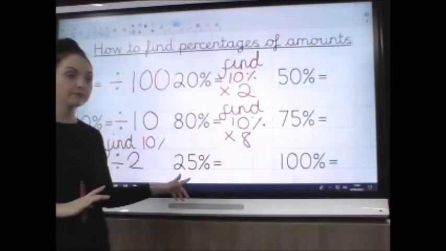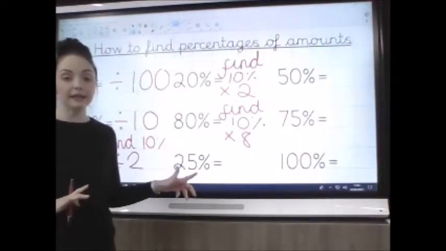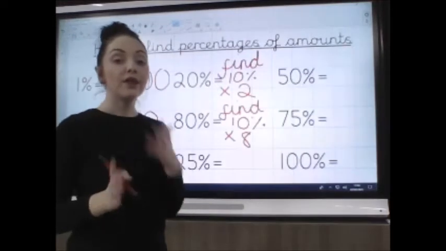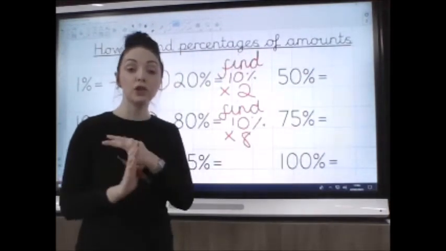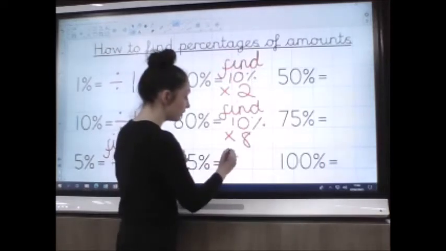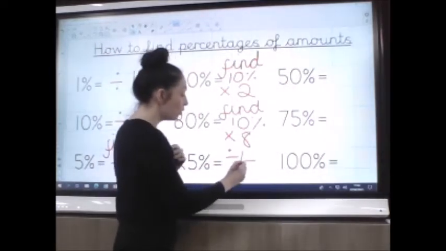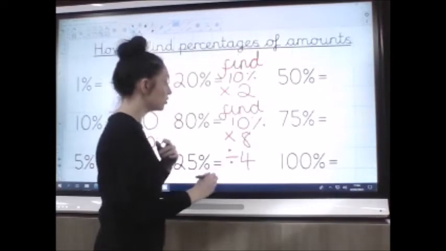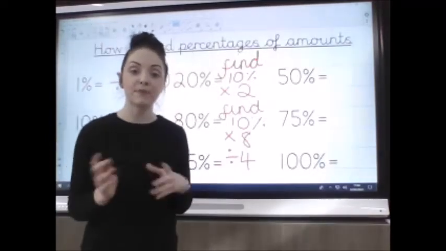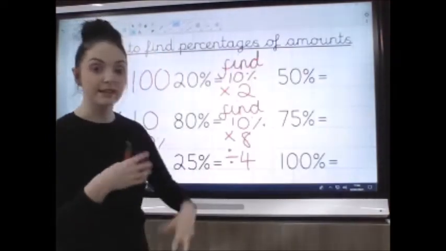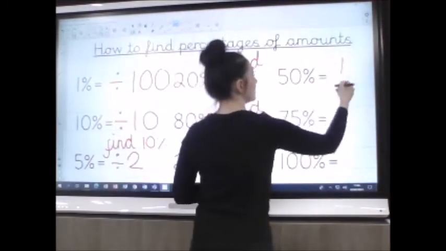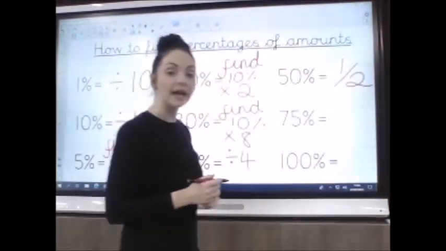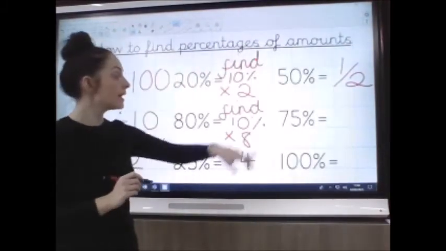25% then, okay, you can either, it's up to you, think about how many 25s go into 100. That's 4, so you can divide it by 4 if you want to. Or you can half it and half it again. It's up to you. Same answer. 50% then is the same as half, isn't it? So you just need to find half. So divide your number by 2.